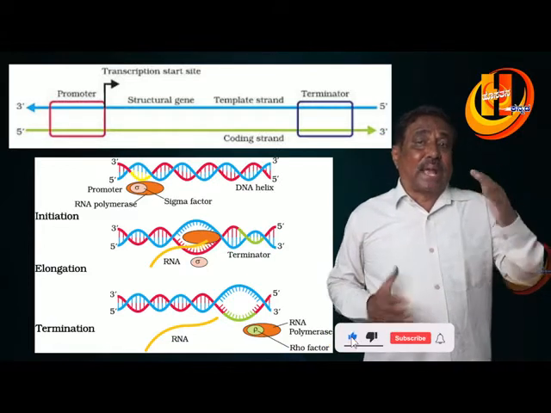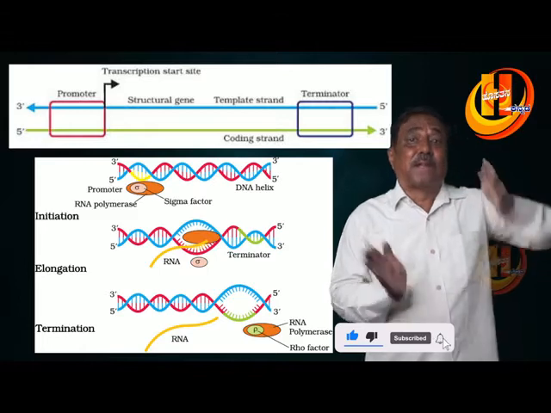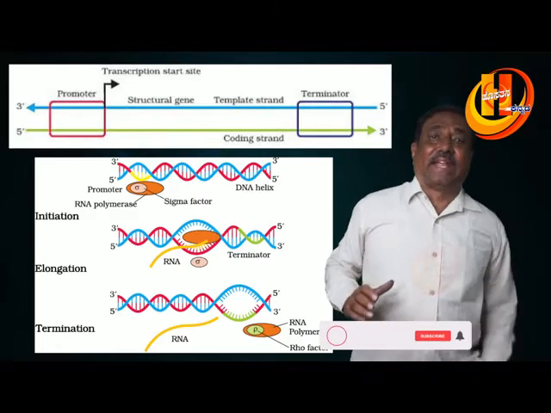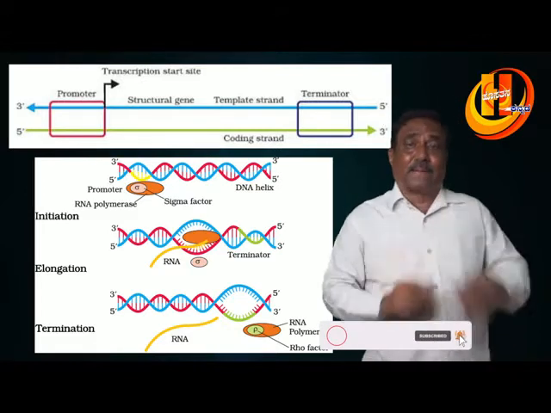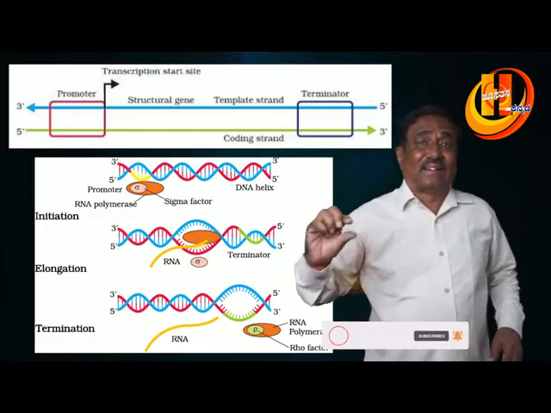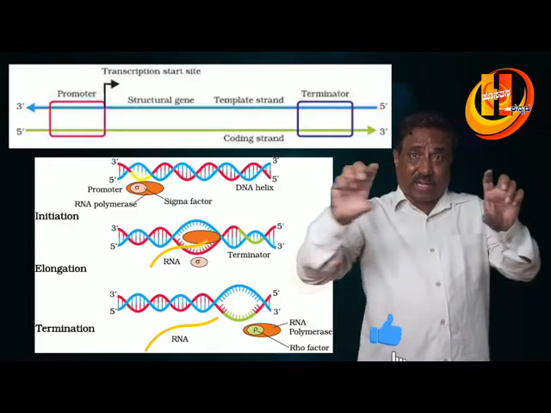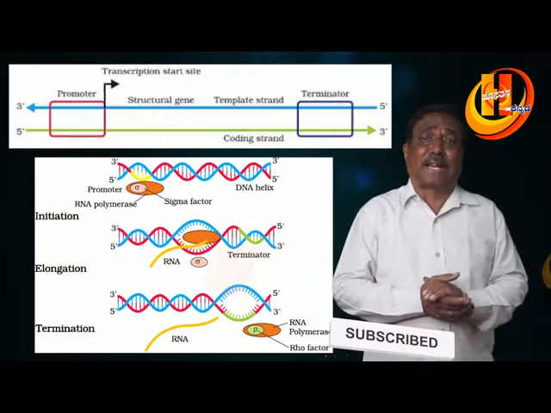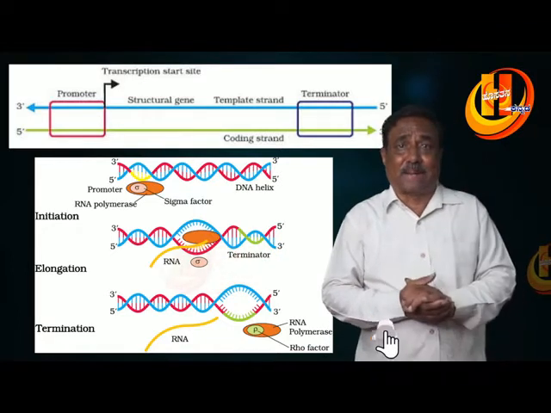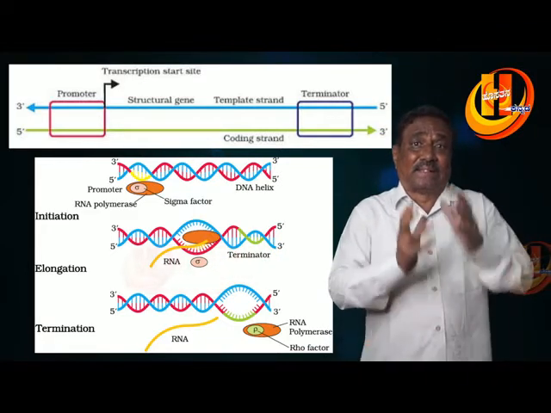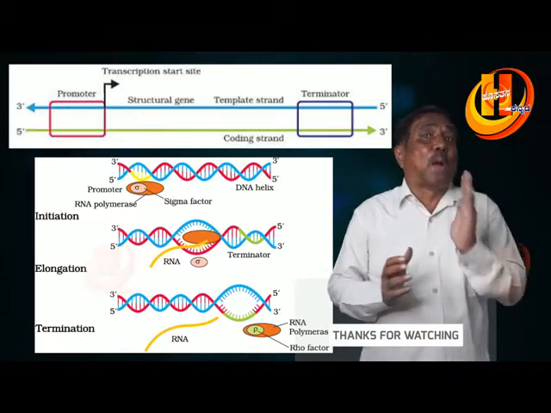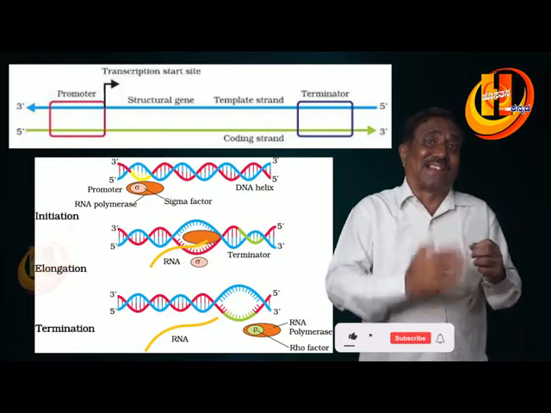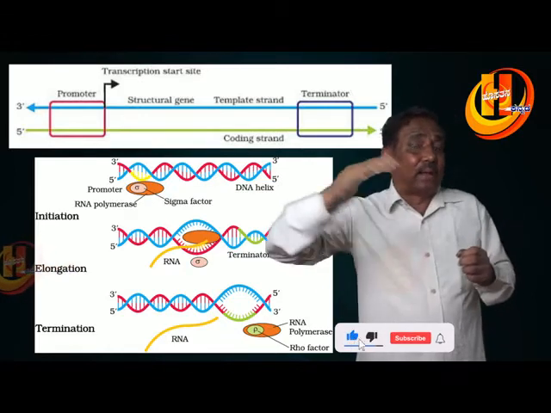The promoter gene and the terminator gene flank the structural gene. The structural gene is flanked by the promoter gene and the terminator gene, with the structural gene in the middle. And the promoter gene binds DNA dependent RNA polymerase. DNA dependent RNA polymerase is present at the promoter gene. It is the promoter gene which releases the DNA dependent RNA polymerase.